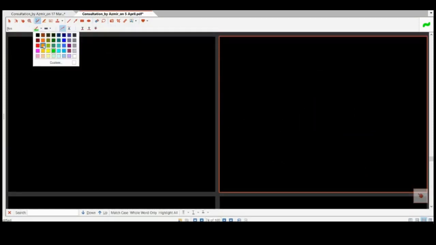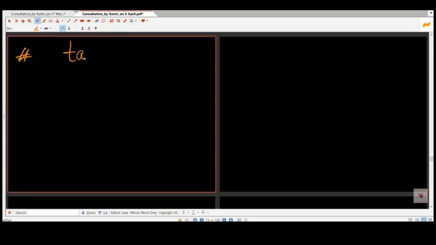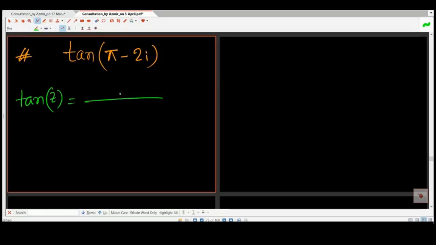So just like the previous problem, we are going to evaluate tangent of pi minus 2i. So we know that tangent of z is equal to sine of z over cosine of z. So this function will again be single valued because any complex trigonometric functions are single valued. So from here we have to find sine of z over cosine of z.